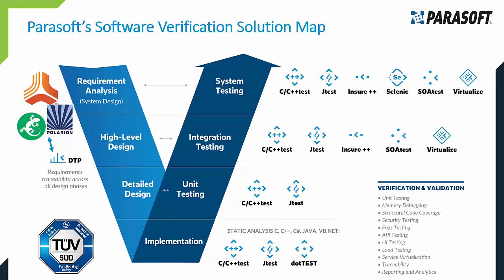To further put Parasoft in perspective, we offer software verification solutions that address many of the verification objectives defined in DO-178C, as you can see from this infographic. Starting on the left-hand side, we have integrations with ALM tools or requirement management tools, providing the traceability to test cases and down to code. On the right-hand side of the V, we provide various testing tools and methods at the different levels of abstraction in the software development lifecycle. Testing methods like memory debugging, fuzz testing, API testing, UI testing, service virtualization, of course including static analysis, unit testing, and structural code coverage, and so on.